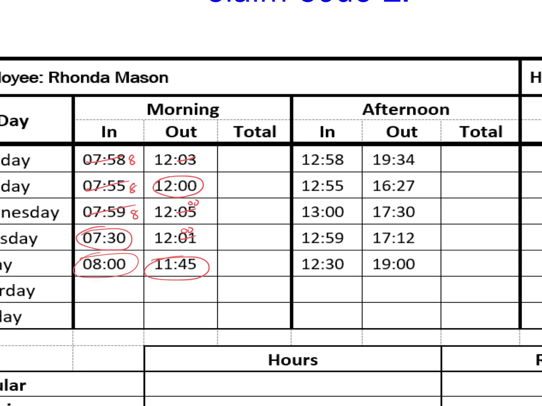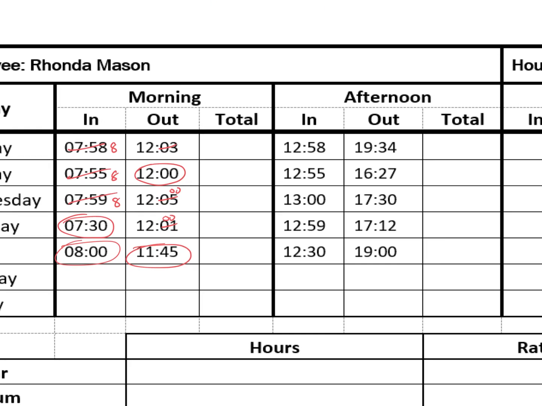If we go and round the afternoon times, this will be 1300, 1300, 1300, 1300, 12:30. This is 19:30. 16:30, 17:30, 17:15, and 1900. Now let's go ahead and calculate these times.